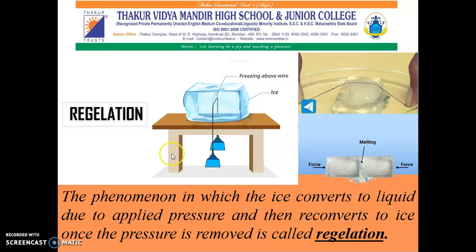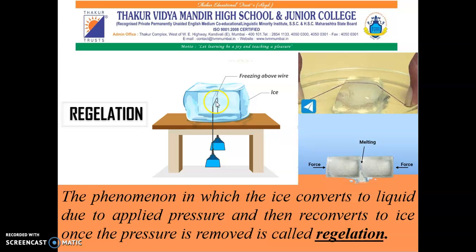Understand this phenomenon with the help of an activity. Put a slab of ice on the stand as shown over here. Hang two equal weights to the two ends of a metal wire and put the wire on the slab as shown in the picture. What do you observe? It is observed that the wire gradually penetrates the ice slab. After some time, the wire comes out of the lower surface of the ice slab. However, the ice slab does not break.